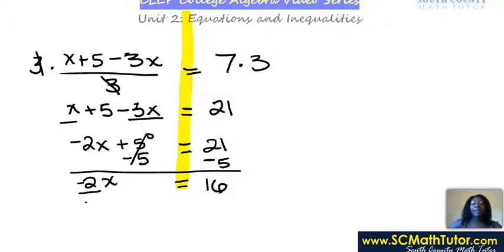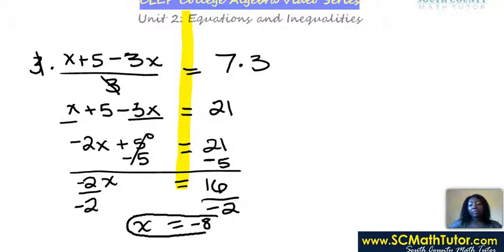Okay, now you divide both sides by negative 2, divided by negative 2, so your variable x is equal to negative 8. Okay, so your variable is equal to negative 8. Alright, one more and then we can move on.